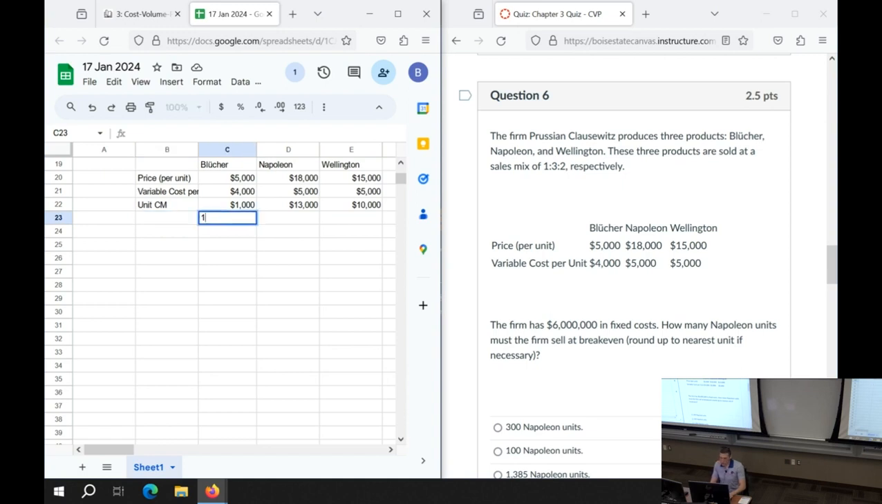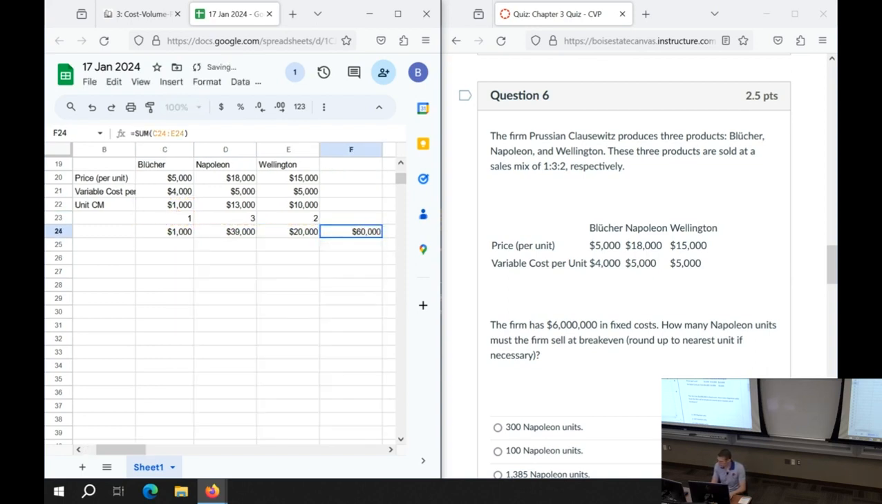All right, so now what we need to do is apply the sales mix. Okay, so we're going to build a composite unit. We're going to assume, for the purpose of the math, that we sell them in literal bundles. Like literally you come in, you buy a Waterloo bundle in which you get 1 Blücher, 3 Napoleons, and 2 Wellingtons. And people come in and they buy a Waterloo and then they walk out of the store. That's the composite unit. We're going to say, how much contribution do we get per composite unit that we sell?